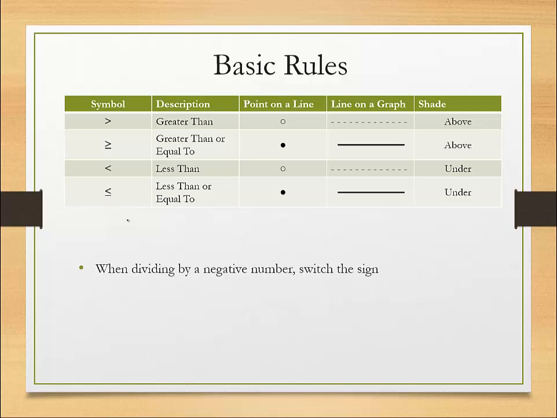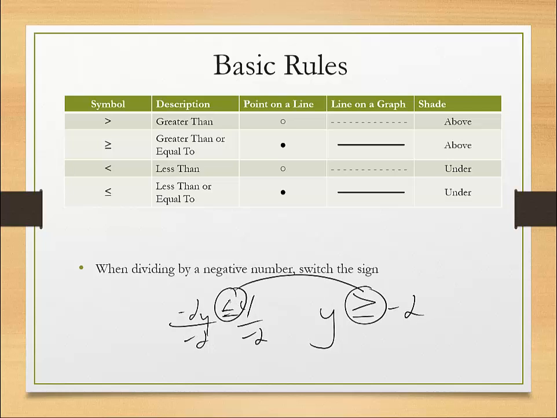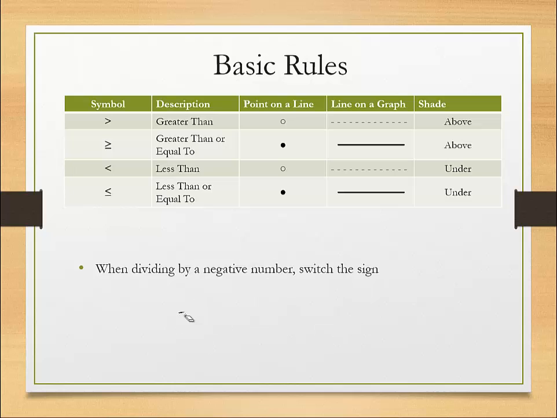So if you have negative 2y is less than or equal to 4, you divide by negative 2, then that means you're going to have y is greater than or equal to negative 2. See how I switched those two signs? Okay? So whenever you divide by a negative number, you're going to switch your sign, switch your inequality.